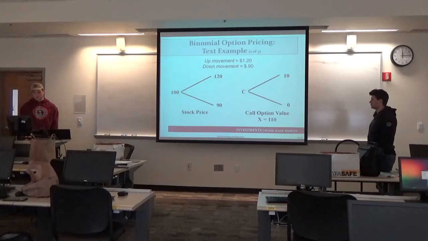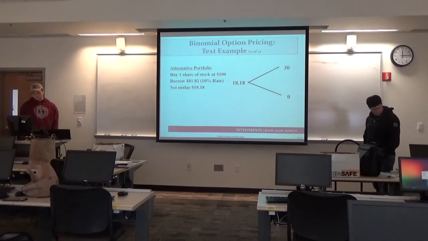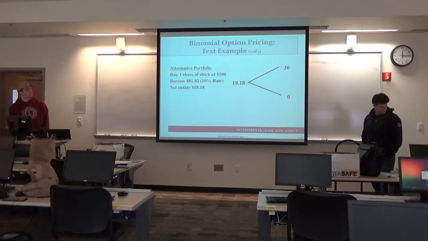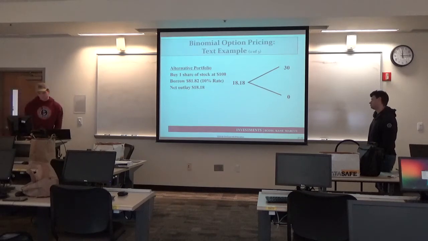Here's the binomial option pricing template, for each upward movement of $1.20 and downward movement of 90 cents. So there's an alternative portfolio. If you buy one share of the stock at 100 and borrow $81.82 at a 10% rate, then the net outlay is $18.18.